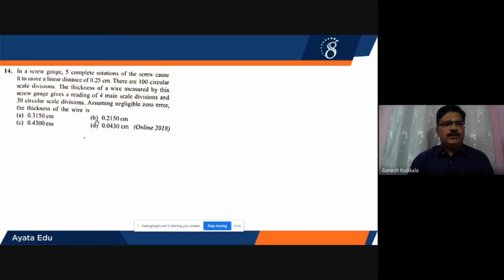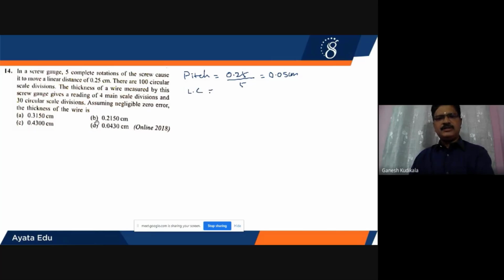14th one. In a screw gauge, 5 complete rotations of the screw cause a displacement of 0.25. With this observation, we can calculate the value of pitch. Pitch is equal to distance moved by number of rotations: 0.25 centimeter divided by 5 is equal to 0.05 centimeters.